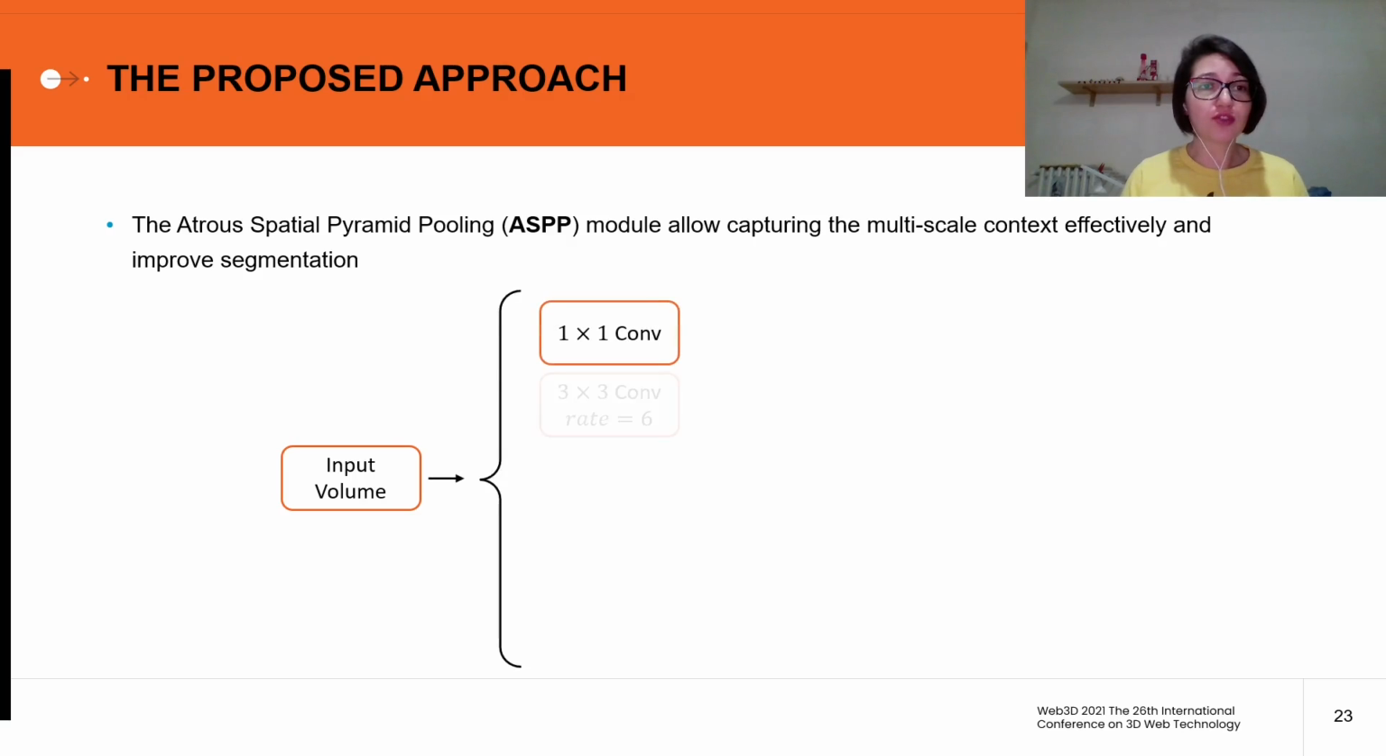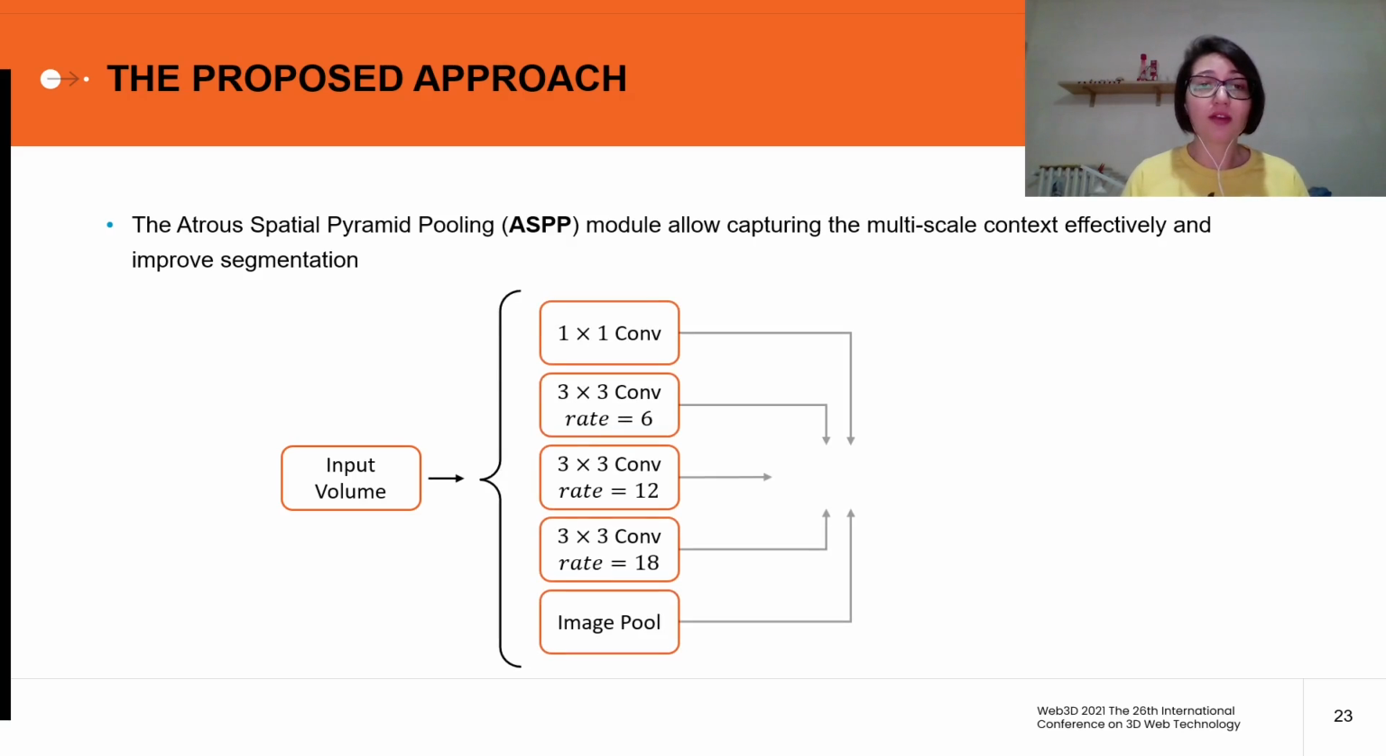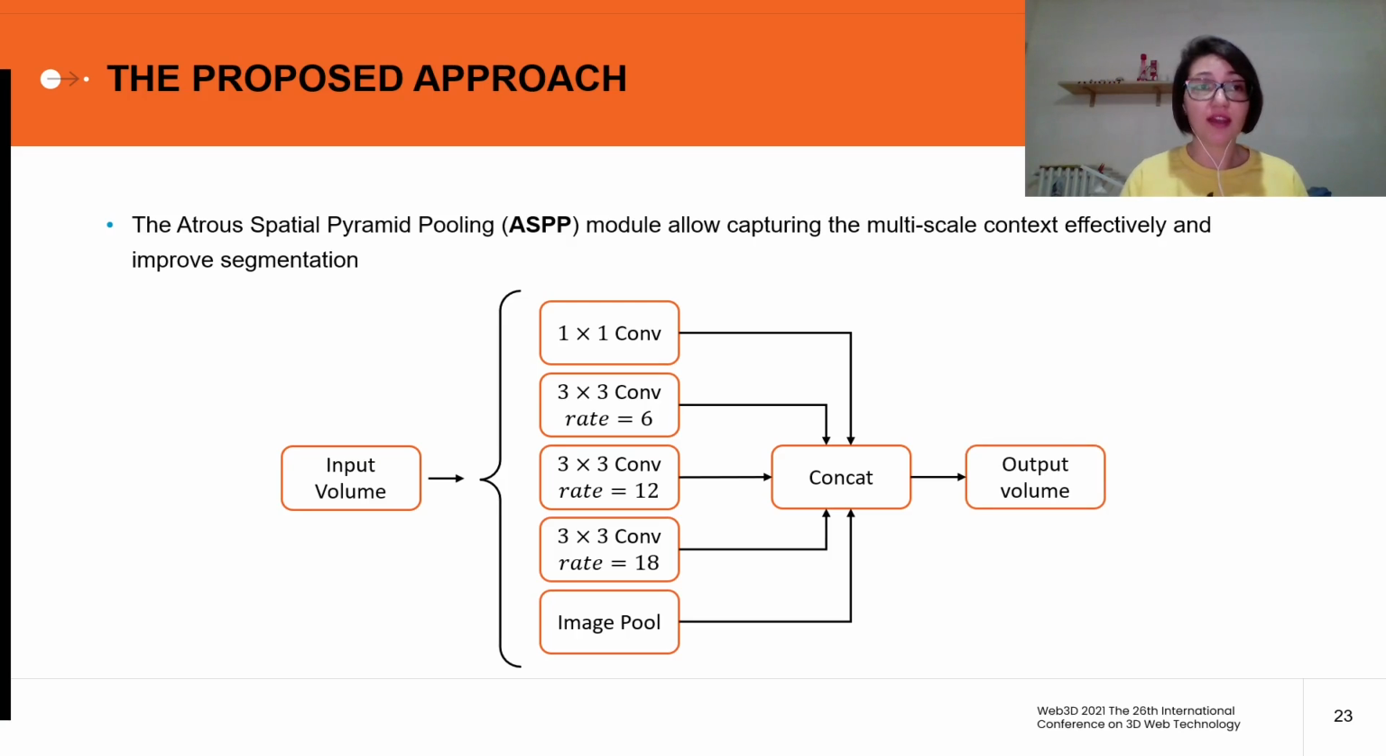The atrous spatial pyramid pooling module allows capturing the multi-scale context effectively and improves segmentation. It consists of several layers in parallel: a convolution, a point-wise convolution, three atrous convolutions, and an image pooling.